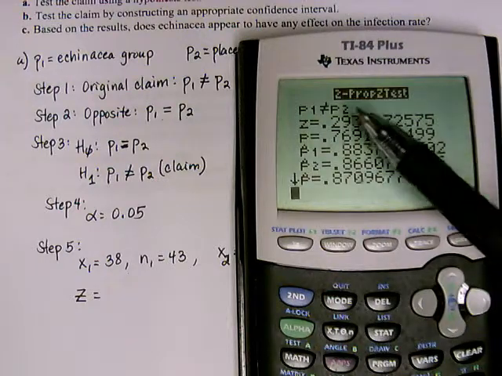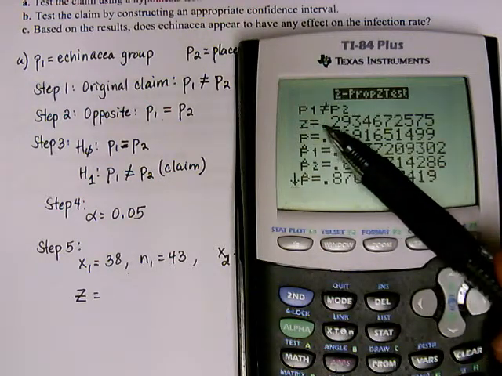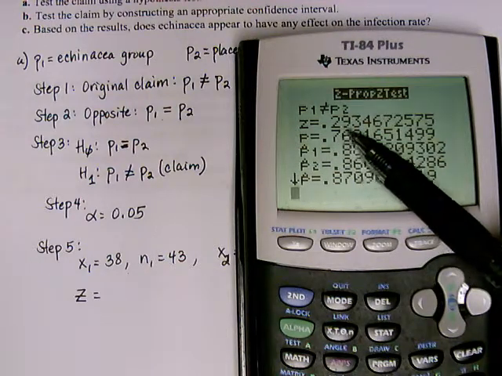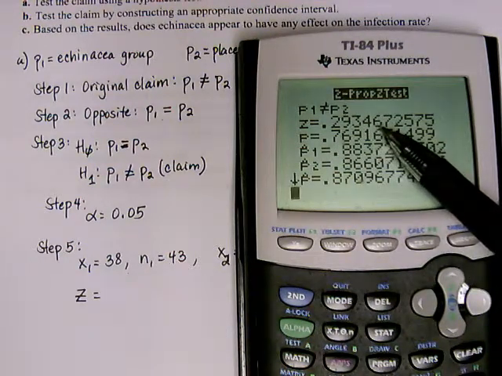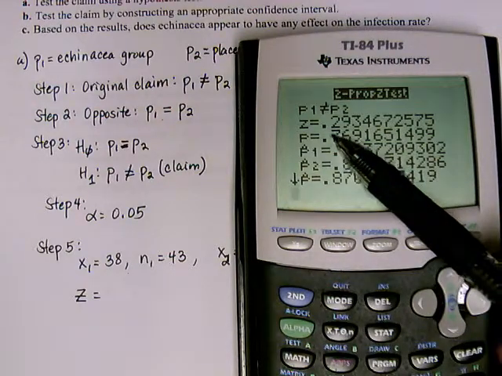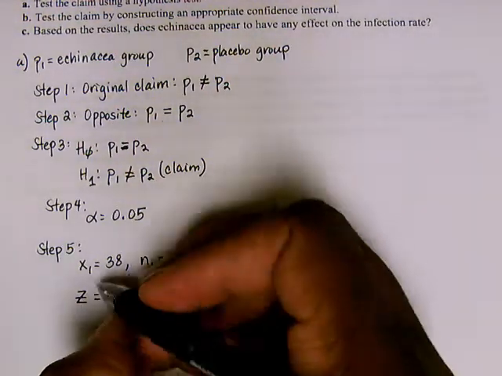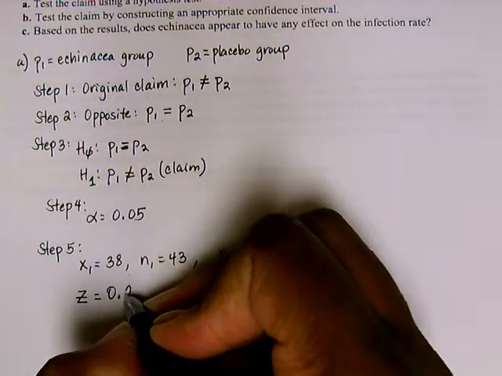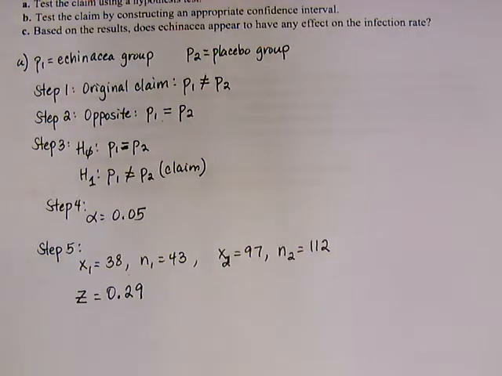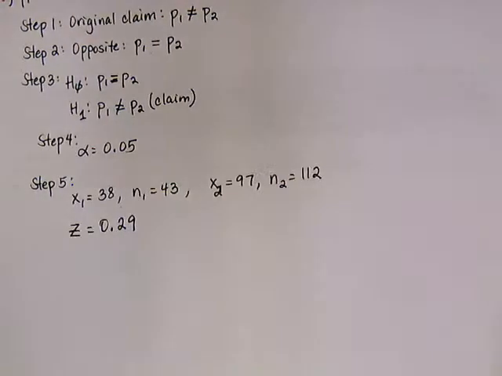And as you can see here, this is going to be your test statistic, where it says z. z is equal to, in this case, 0.2934672575. But to two decimal places, we're going to say 0.29. So your test statistic there will be 0.29. So that's step number 5.